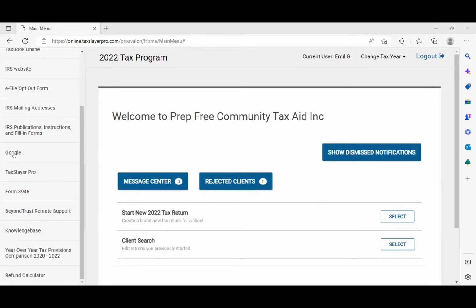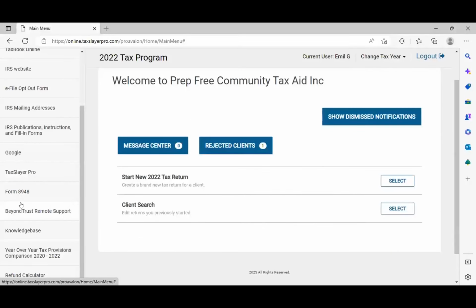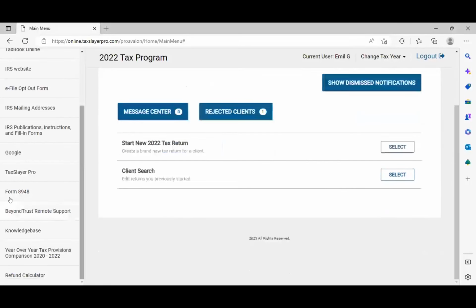You have a link to Google and you can type it in the Google bar, as you guys probably know. TaxSlayer Pro, let's see what this is about. Again, this is more or less an advertisement for TaxSlayer. We don't have to worry about that. Once again, believe it or not, there's another link to Form 8948. It's right there. I'm not going to hit it again.